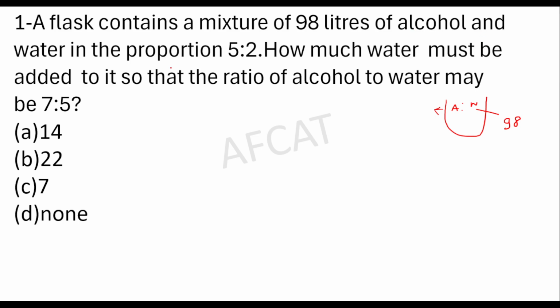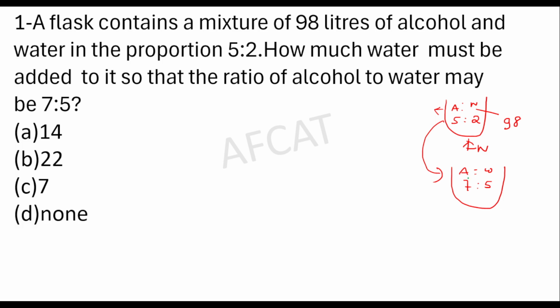The mixture has alcohol and water in the proportion 5:2. So he is saying that the ratio of this is 5:2. How much water must be added to it so that the ratio of alcohol to water may be 7:5? So now you will add some water here. Then in this flask, the alcohol and water ratio will be 7:5. Now you have to find how much water must be added, because you have added the water but you don't know the quantity. So he's asking what quantity you have added so that the ratio becomes this much. I think you all got the question.